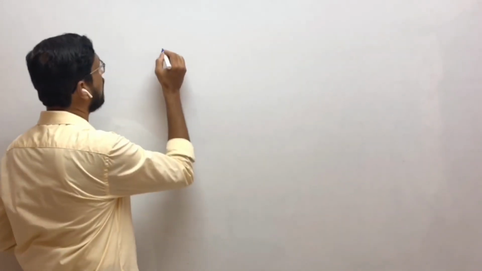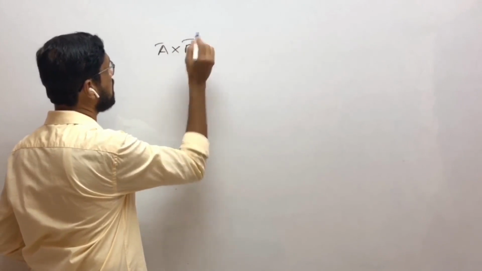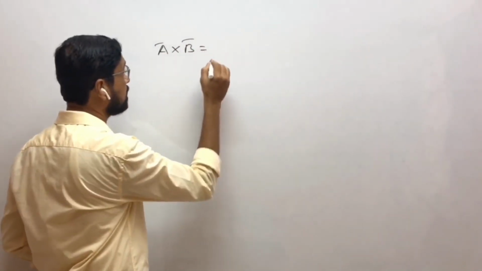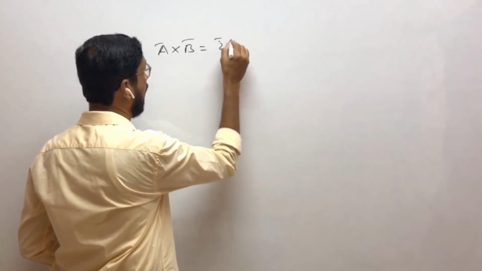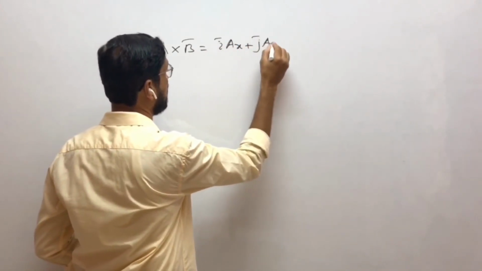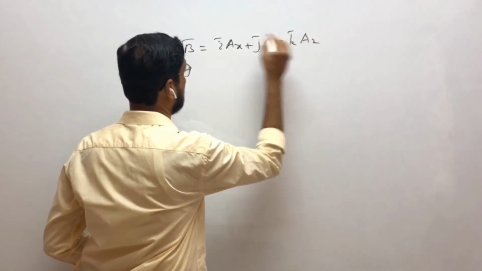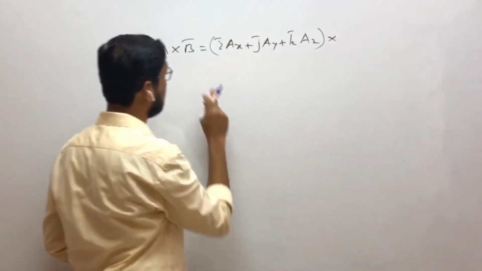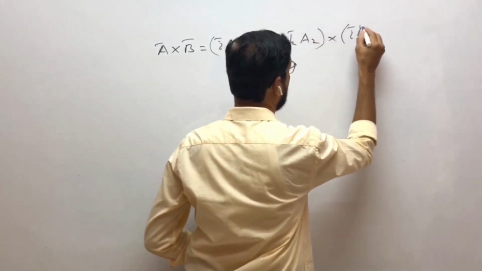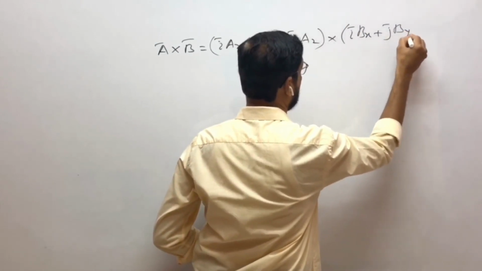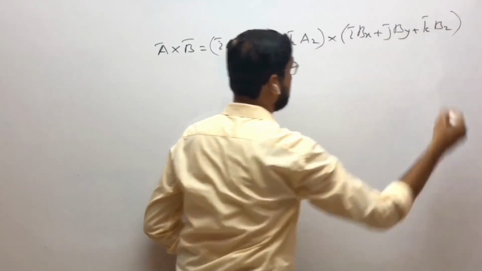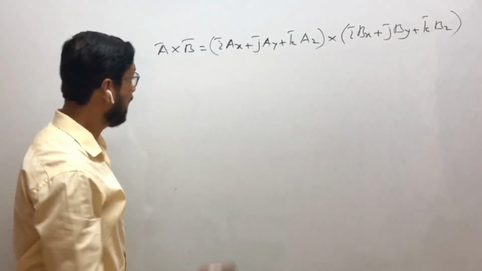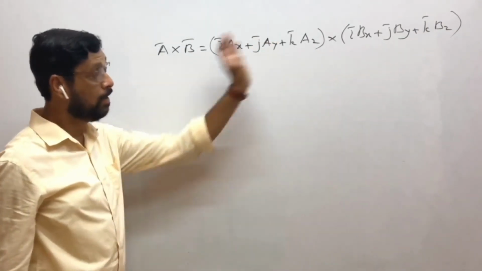The next characteristic will be in terms of components, as we did in the scalar product. Means A cross B. A can be written as I AX plus J AY plus K AZ, and B can be written as I BX plus J BY plus K BZ, right? And as we did in the scalar product, we'll open the brackets.